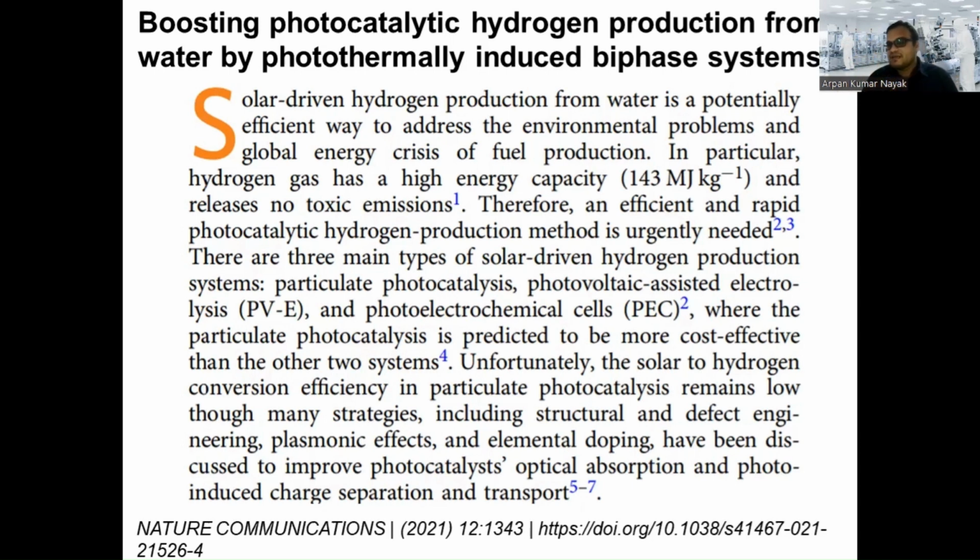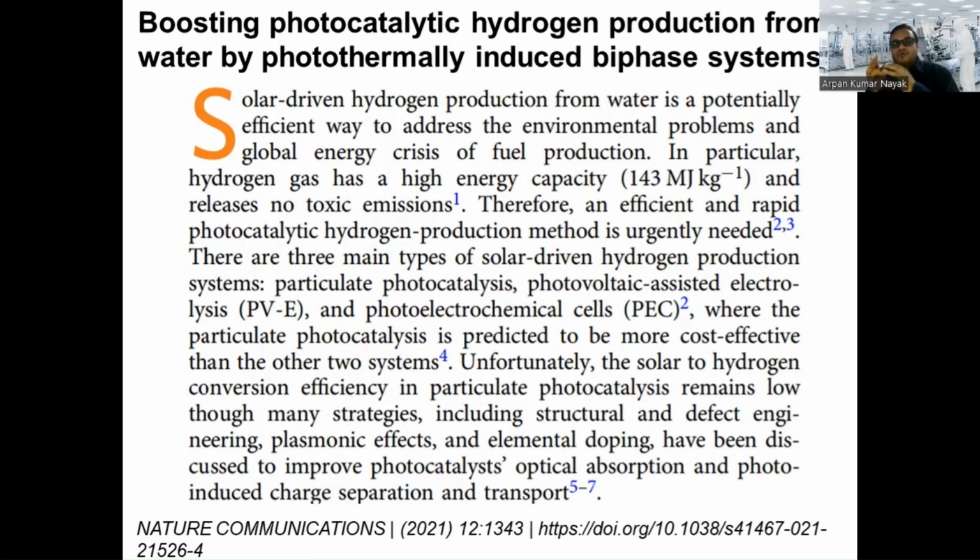So this is the research gap. They mentioned clearly the research gap. And now for all the methods, whenever they put these strategies and use them for this photocatalysis method, strategies like defect engineering or elemental doping, these are all strategies they try in this method where they have low efficiencies.